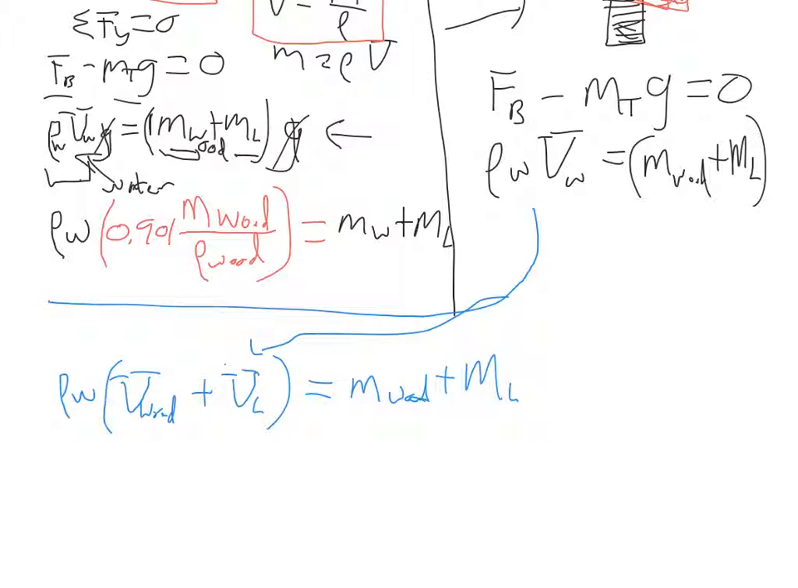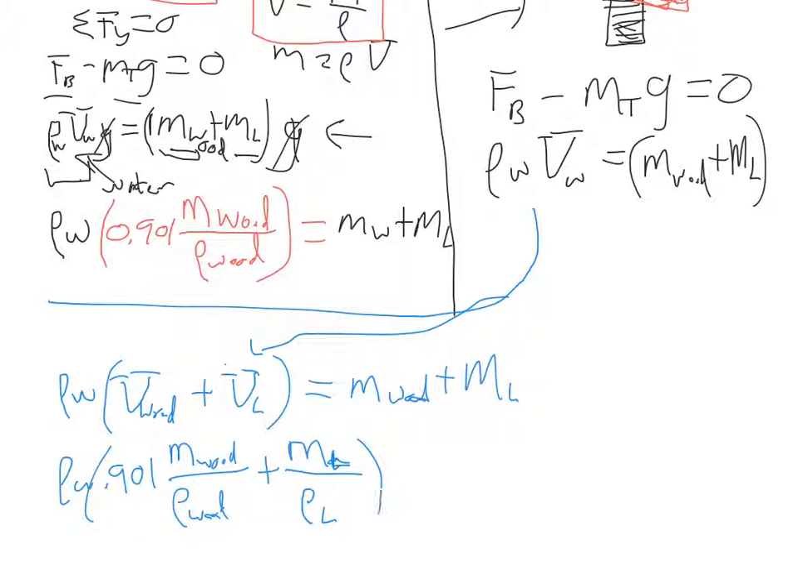So what are our two densities? Well, our density of the wood is the same, so density of the water times 0.901, multiplied by the mass of the wood divided by the density of wood, plus now we have the volume of the lead, which we're not given, but we do know that it's going to be equal to, once again, the mass of the lead divided by the density of lead, and that will be equal to the mass of the wood plus the mass of the lead.